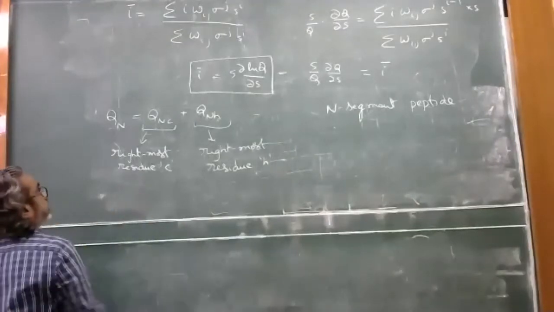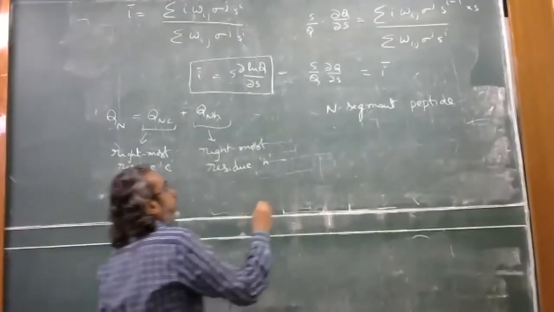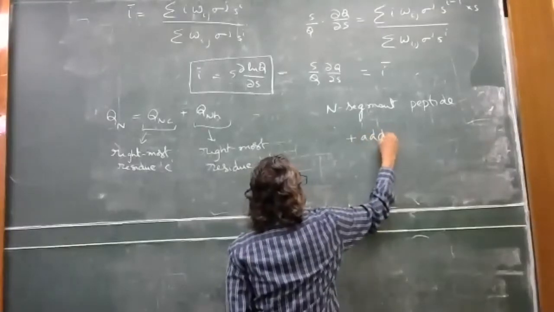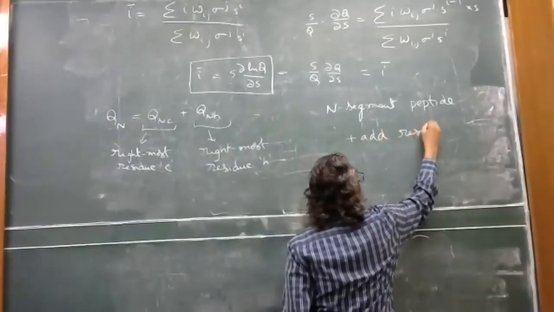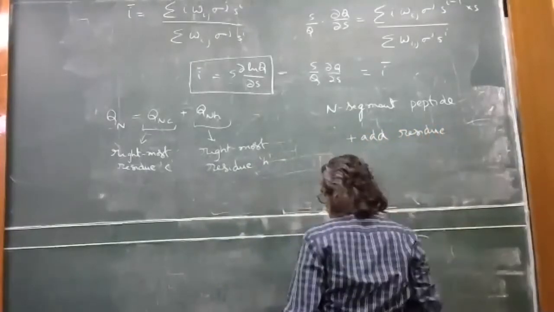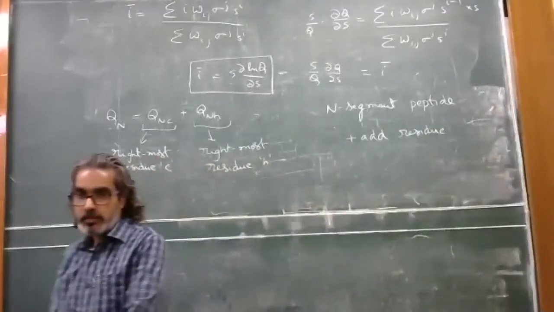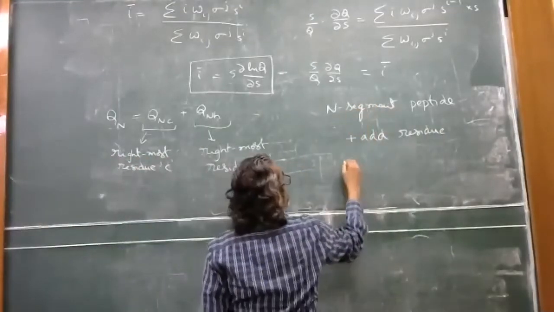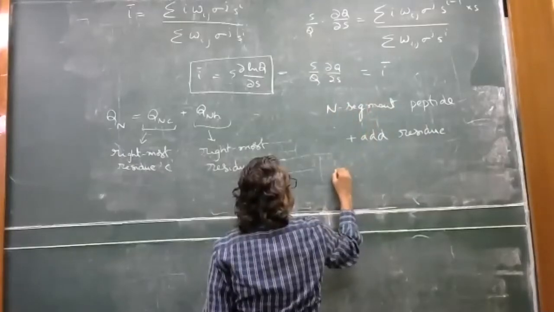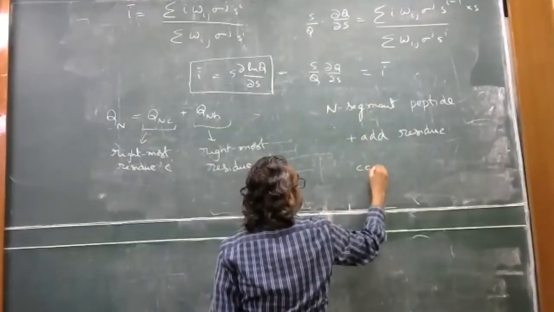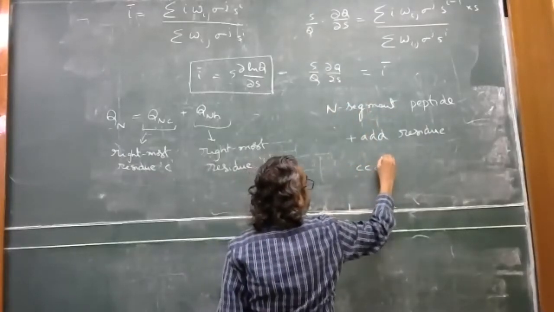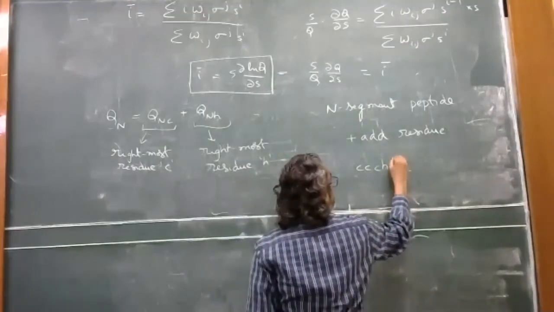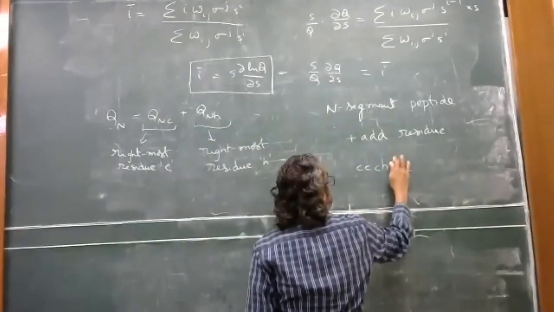But now imagine, to this n segment you add another residue at the terminus. Let's say this n segment has whatever it is: C, C, H, C. So that's your nth residue.